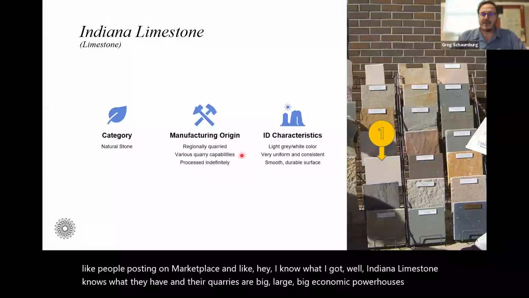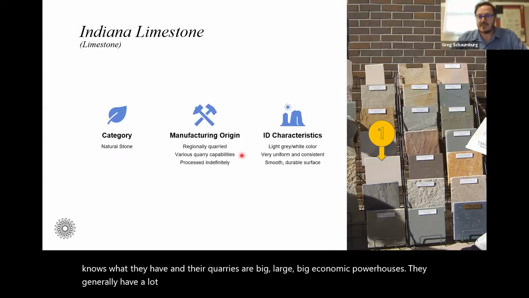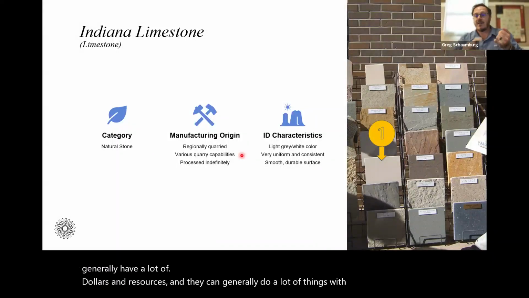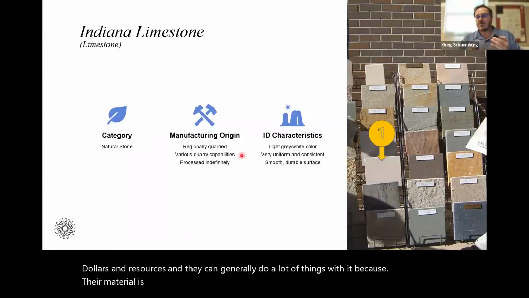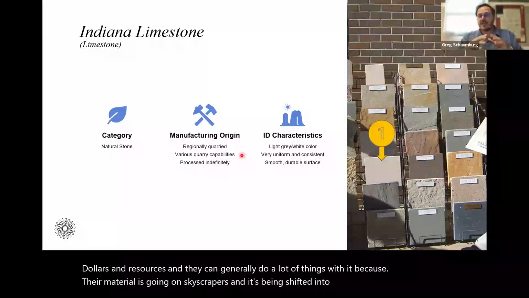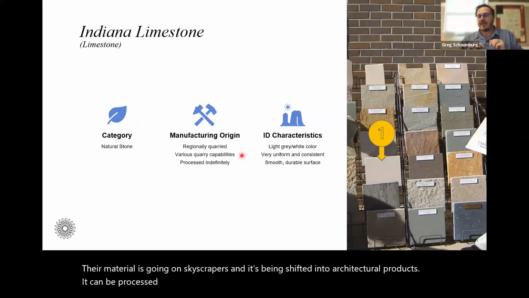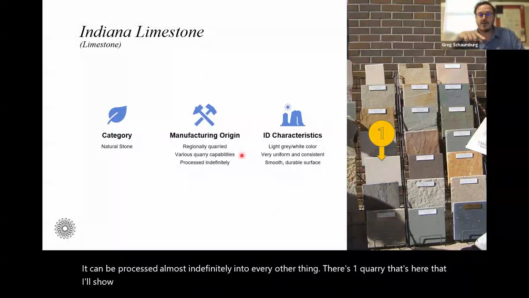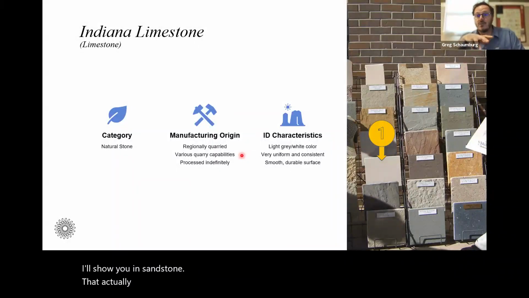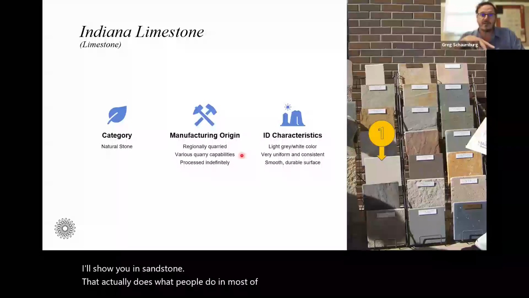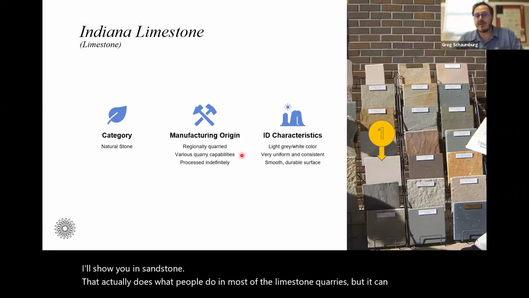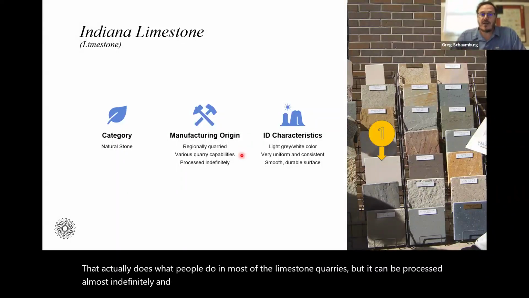They generally have a lot of dollars and resources, and they can do a lot of things with it because their material is going on skyscrapers and being shifted into architectural products. It can be processed almost indefinitely into every other thing. There's one quarry here that I'll show you in sandstone that does what people do in most of the limestone quarries, but it can be processed almost indefinitely, and it's a historic product.